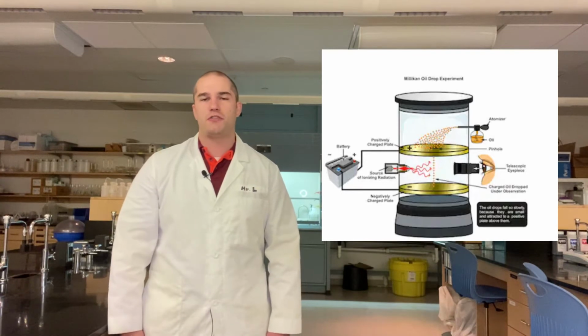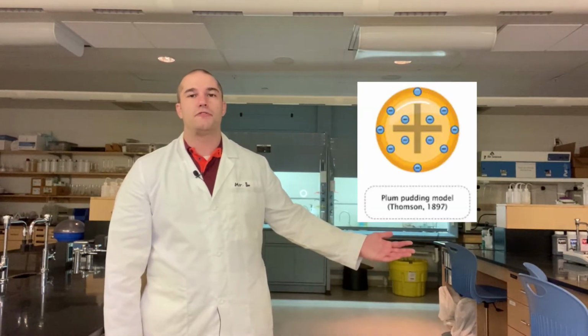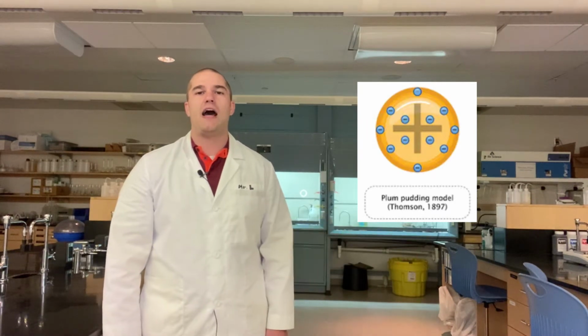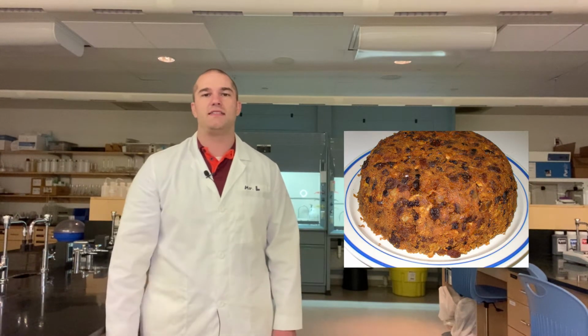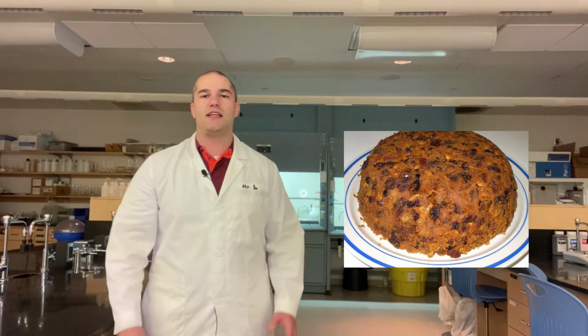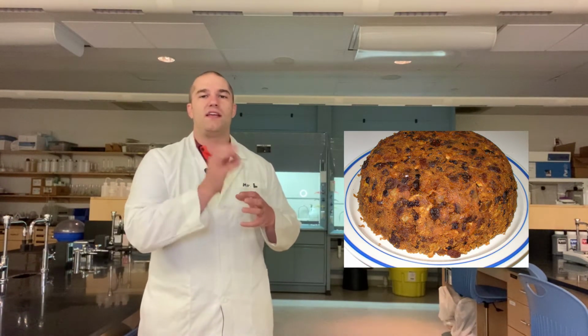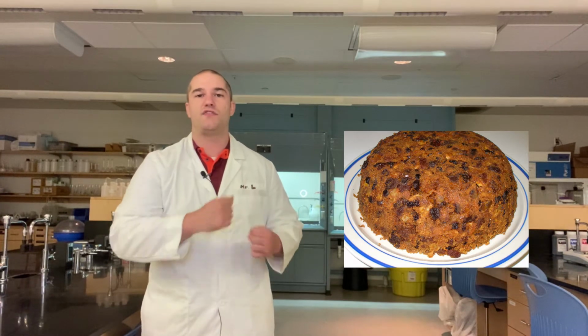So after these two experiments within this decade span, we arrived at this model called the plum pudding model, which was how we thought the atoms were oriented, or what they were composed of. This was based off of this British dessert, which was this pudding with some dried fruit or raisins in it. So we thought the atom was essentially this solid sphere with electrons embedded into the side of the sphere.